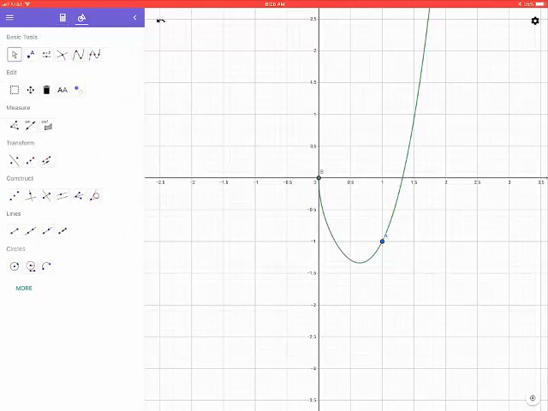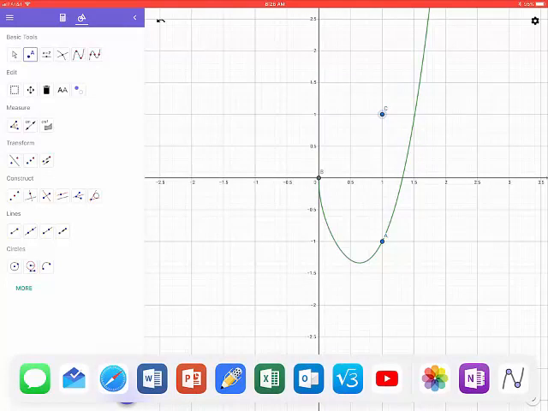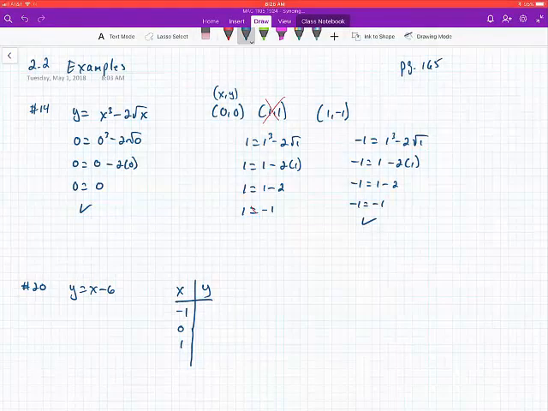Let me go ahead and plot that 1, 1. So that's 1, 1 there. So that's not on the graph of the equation that we've been given. And so algebraically, we substitute. Graphically, we can simply quickly see whether or not the points are on the given equation.